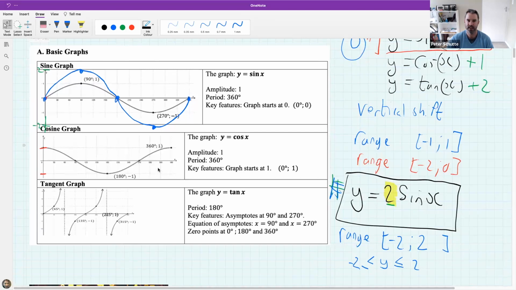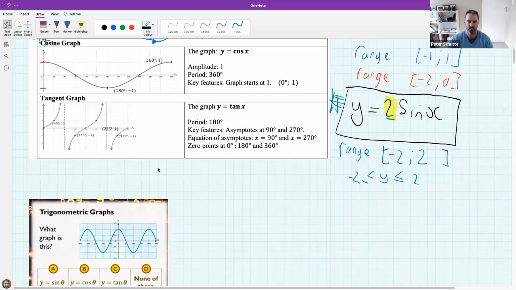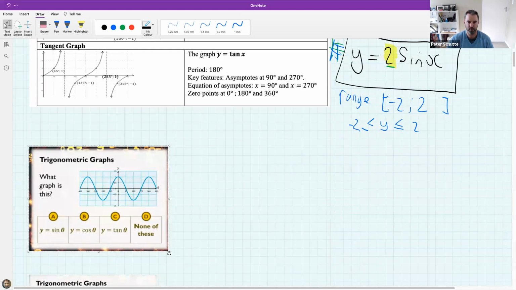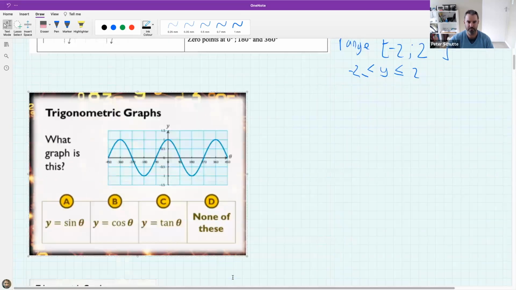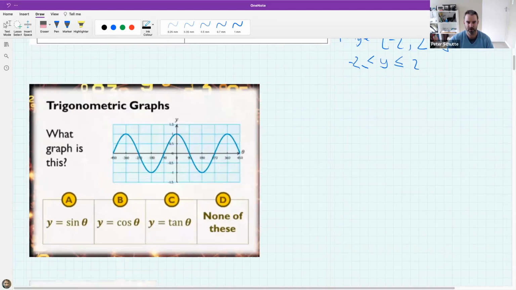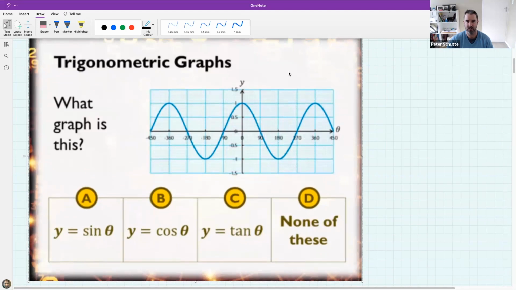Okay, let's rock and roll. So step number 1, you're going to have to help me vote here. What type of trig graph is this? What type of trig graph is this? Is it A, B, C, or D?